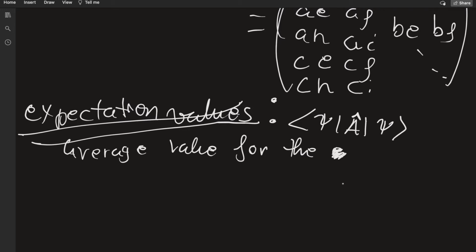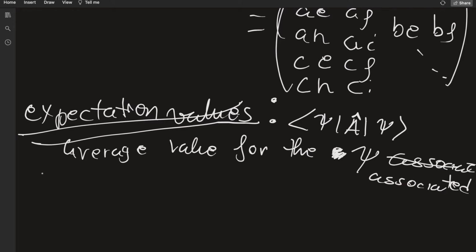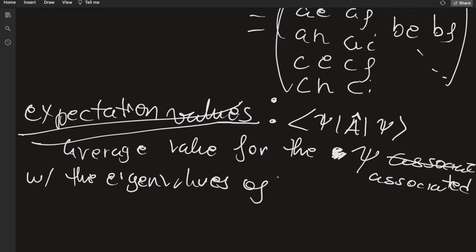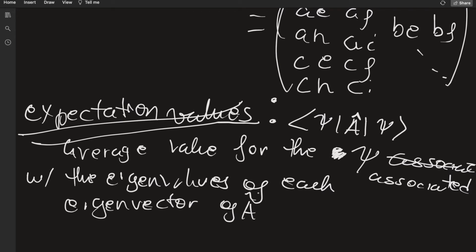But okay, so it's an average value of this state psi associated with the eigenvalues of each eigenvector of A, the operator A.